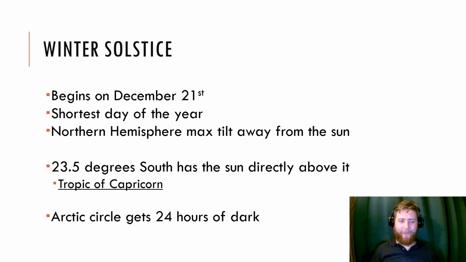Now, the winter solstice, on the other hand, which begins on December 21st, is the shortest day of the year. We are at the maximum tilt away from the sun. So we are the coldest, we get the least amount of sunlight on that day. The 23.5 degree line south in the southern hemisphere now has the sun directly over it, and it is called the Tropic of Capricorn. They're called these because of the constellations that are over them. Mr. Greer is a Capricorn, in case you were curious. At this date, the Arctic Circle, or that 66 degrees north on the northern hemisphere, gets 24 hours of dark.